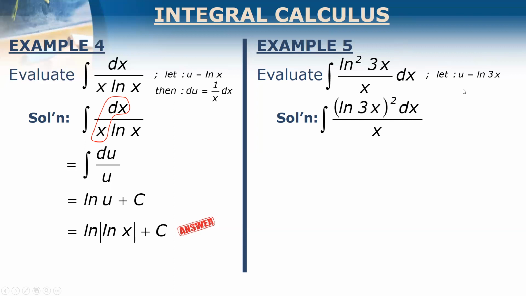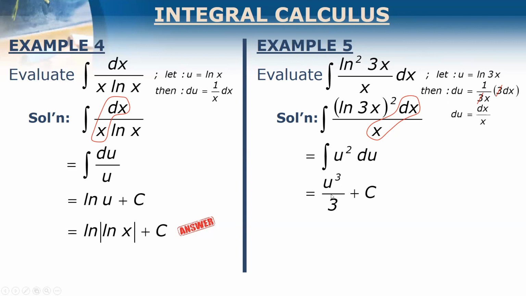So u is ln 3x. Let's go back to differential calculus. The derivative of ln 3x is 1 over 3x times the derivative of 3x, using the chain rule, which is 3 dx. The 3 cancels. So du is simply dx over x. And the ln 3x is u. So this becomes the integral of u squared du. Then integrate: u cubed over 3, and restore the original expression. That is the result.